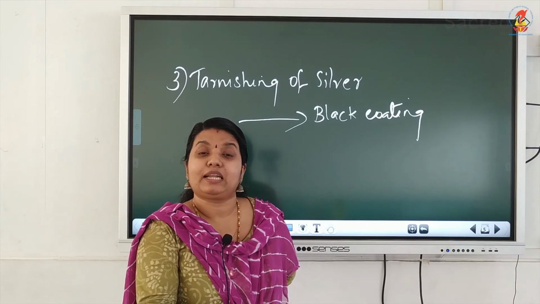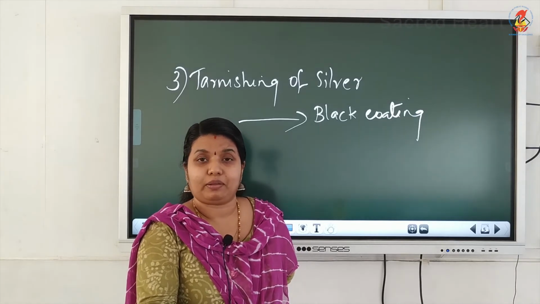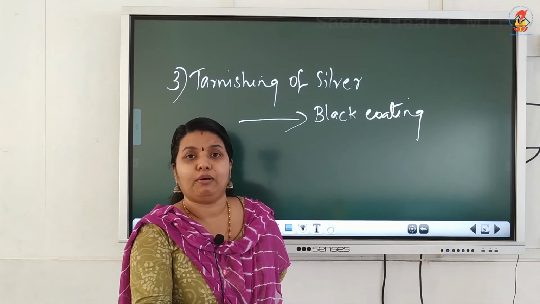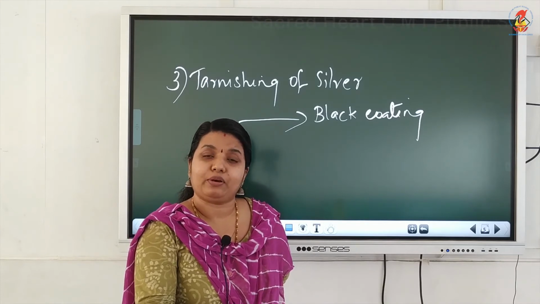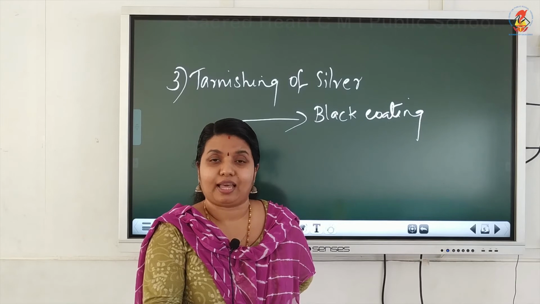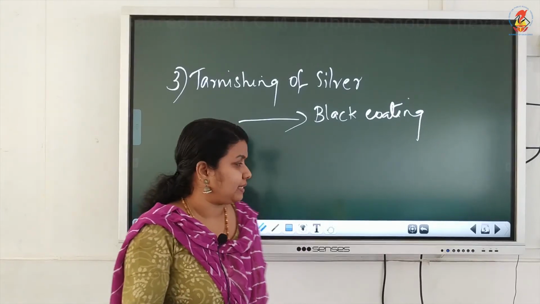Third example is tarnishing of silver, where silver ornaments when exposed to polluted air for a long period of time develop a black coating on their surface. This is tarnishing of silver. Okay, so that's about corrosion.